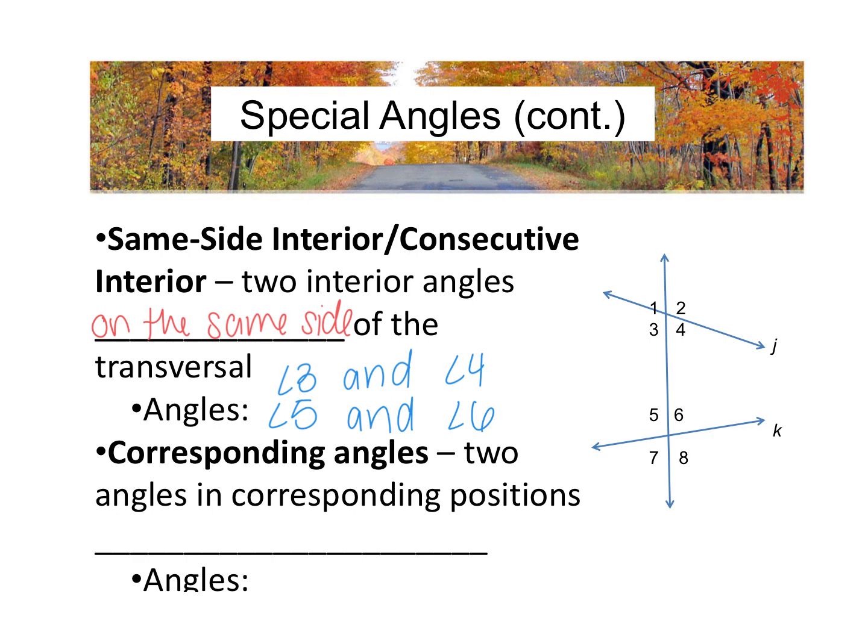All right. Corresponding angles, this one's going to have 4 pairs. So it's 2 angles in the corresponding positions relative to the 2 lines.